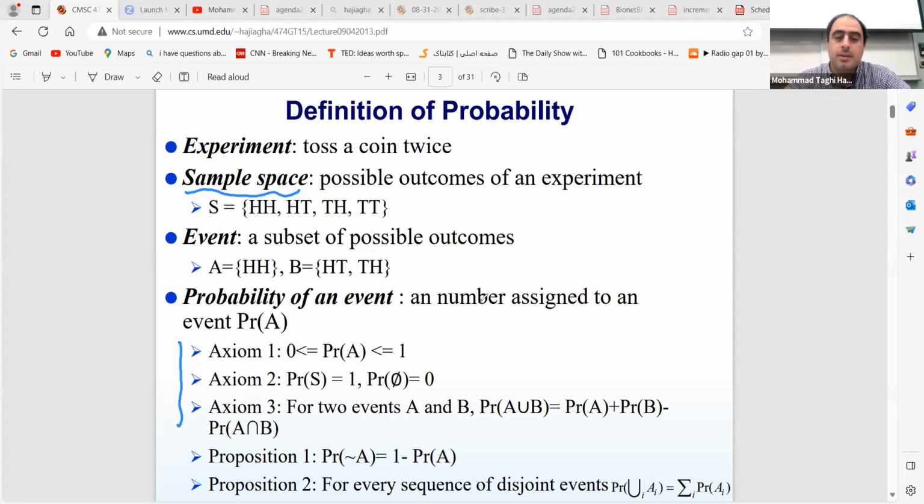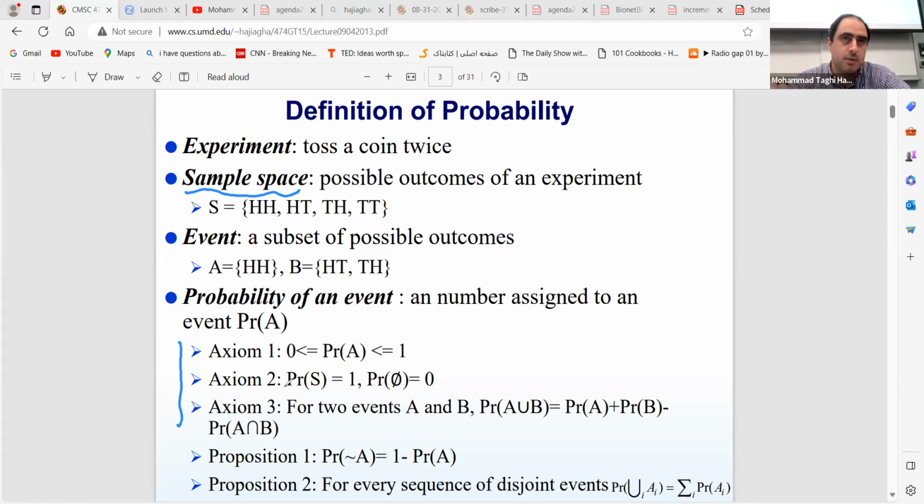The first axiom is that probabilities are all between 0 and 1. The probability of A is essentially a function that gets a set as an input and gives a number between 0 and 1. The second axiom is that the probability of S is equal to 1 and the probability of the empty set is equal to 0. S means the whole sample space.